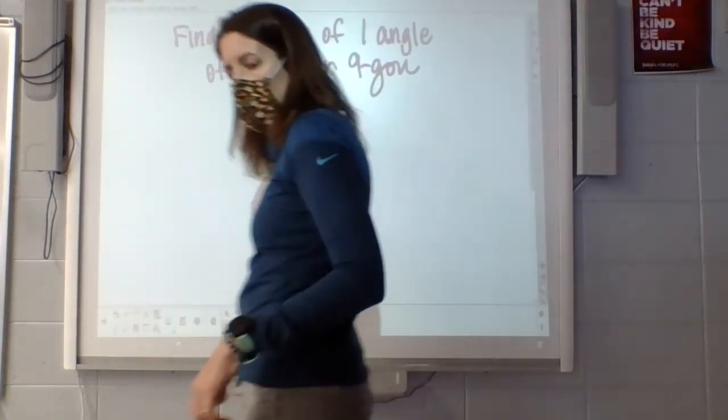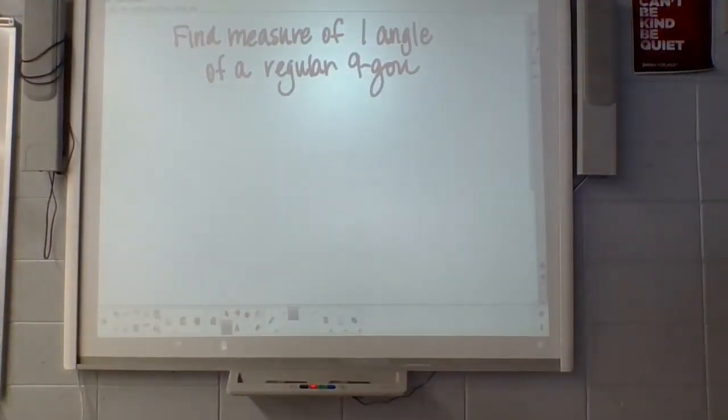All right. So it's called a nonagon, but I'll just call it a 9-gon. A regular 9-gon. I want to know the measure of one angle of a regular 9-gon.